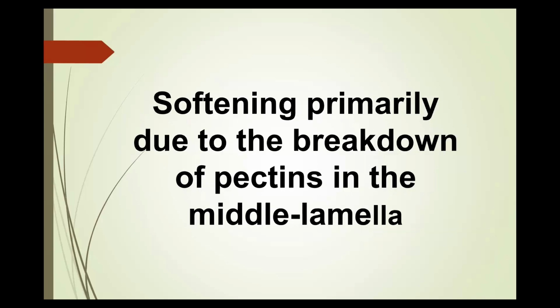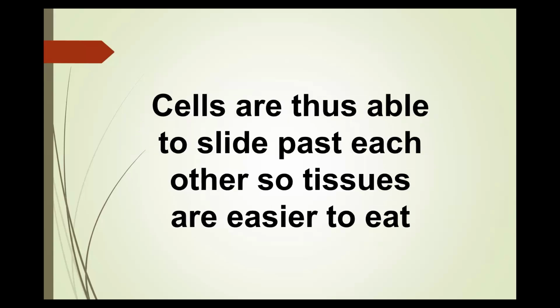Softening is primarily due to the breakdown of pectins in the middle lamella. Due to this breakdown, cells are then able to slide past each other so that the tissues are easier to eat. When you bite into a fruit, rather than your teeth encountering strong resistance, they're able to push the cells past each other, and the experience for us then is that the tissues are softer.